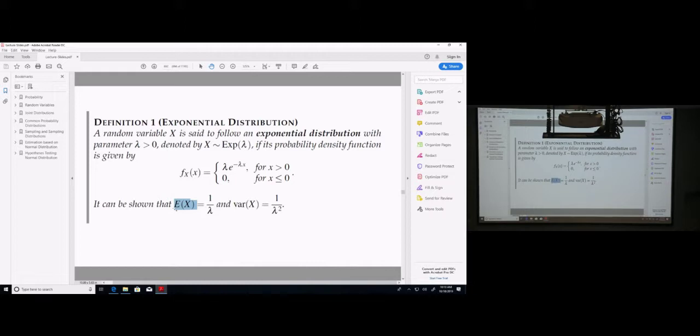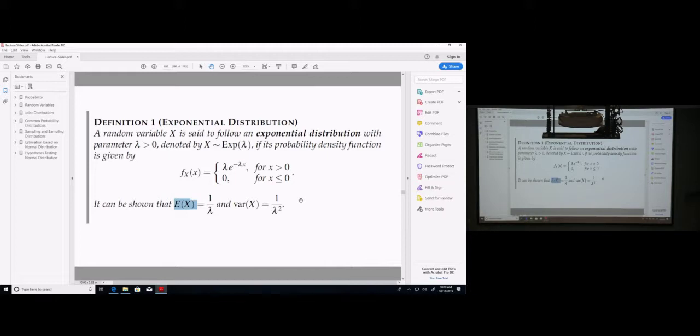Another thing that is interesting: for the exponential distribution, if I think of the standard deviation, not the variance, it would be the square root of this, and it would be 1 over lambda. So for the exponential distribution, the mean and the standard deviation are equal. This is in contrast to the Poisson distribution, where the mean and the variance are equal.